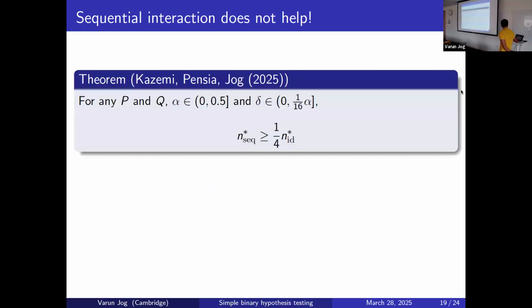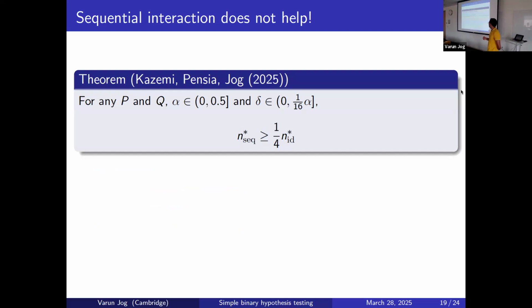Okay, so these are our contributions. One of our main results is the following: sequential adaptivity does not help you. Which means that if you give your sensors the freedom to sequentially choose, the sample complexity will go down by at most a factor of 4.